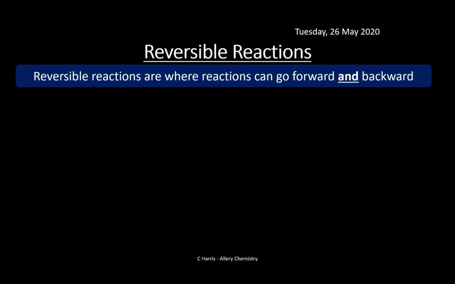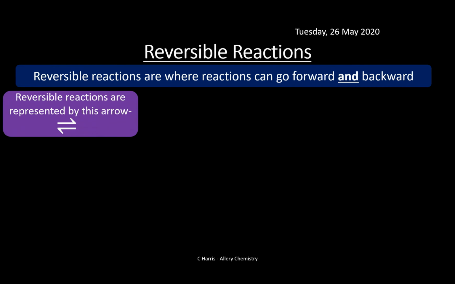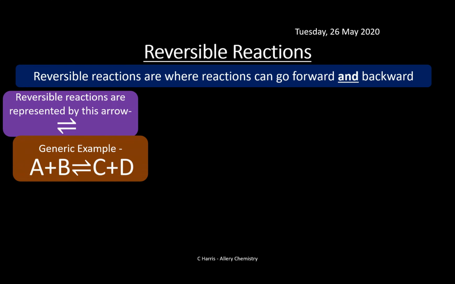So reversible reactions are ones where, remember, they go forwards and they go backwards, so they're reversible. And so we represent them using this arrow here. So this is the reversible arrow, reversible reaction. And so a generic example would be A plus B forming C plus D, and vice versa. We can go forwards and backwards.